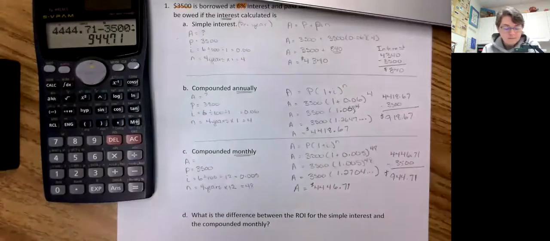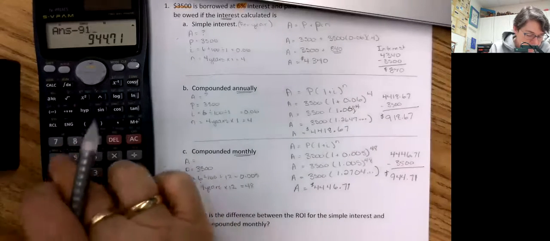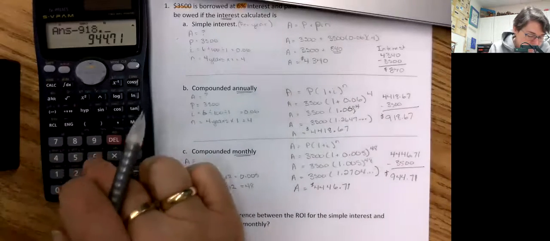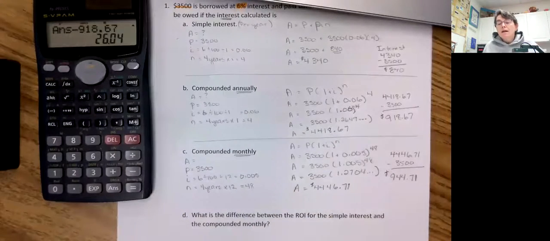I'm going to just subtract: 946.71. So 26 bucks more if you compound it monthly as opposed to compounding it annually. Now that's not very exciting, but the more money you have in there or the longer it sits, the bigger that differential is going to be.